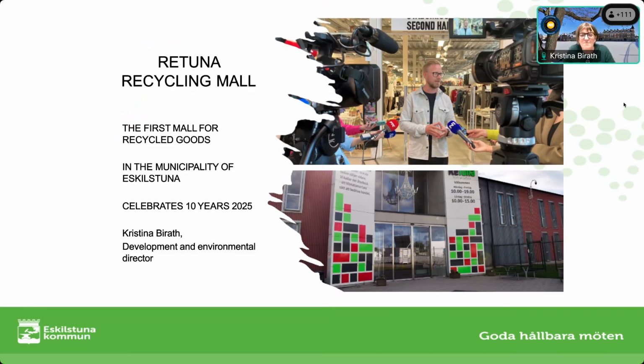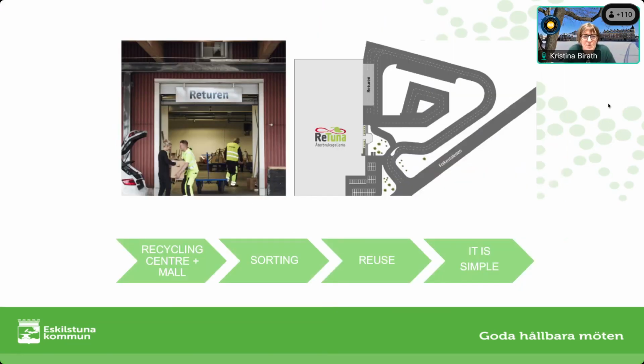So next picture. I want to start by telling you how it works, because I think this is one of the reasons why this mall functions so well. It's situated very close, as you see on the map to the right, to what we call the recycling center, where you go with all the waste or the stuff that you want to give away. You come in on the road there, and then you can go by car or by bike up to Returen.